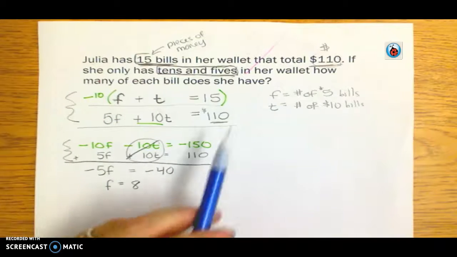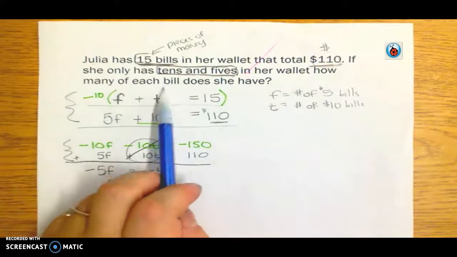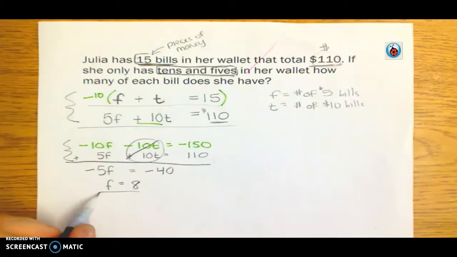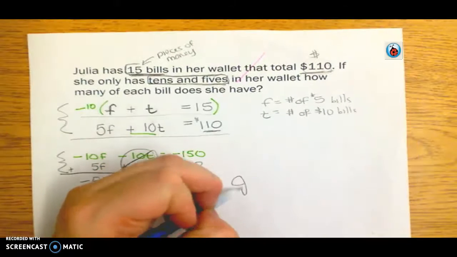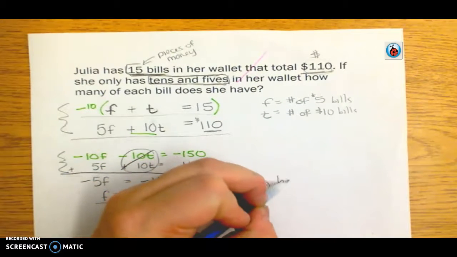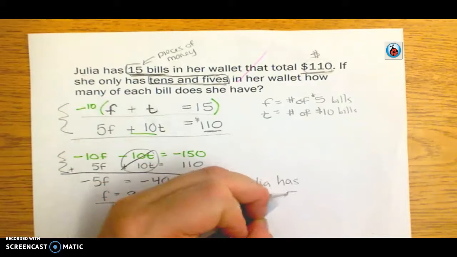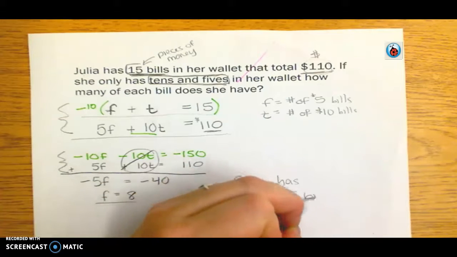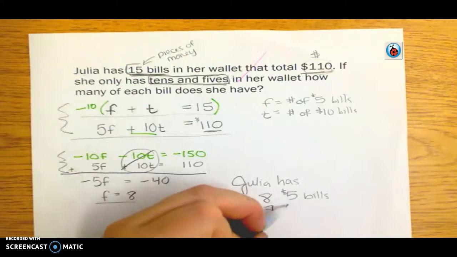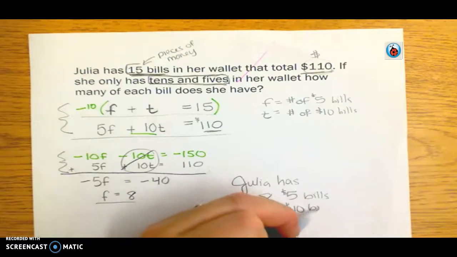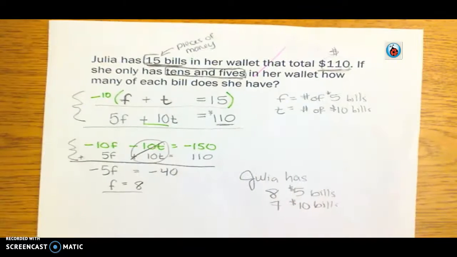All right. Go back to the question, how many of each bill does she have? So this only answers, so I have, not I, Julia. I don't have any bills in my wallet. Okay. Julia has 8 $5 bills. And so she has 8 there. That means she has 7 $10 bills. Boom, boom, boom.